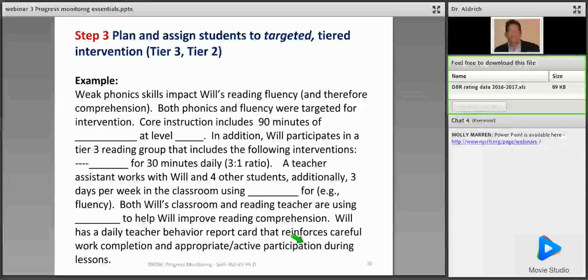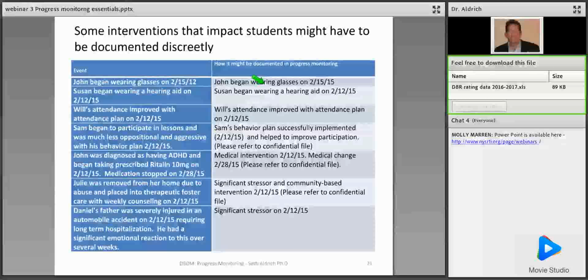I include this, and this is a resource that you can download. Here are some examples of things that you might want to document discreetly. We want to be very respectful of confidential information. If the event was John began wearing glasses on this date, you can certainly put that in your documented things that were important and might have had a bearing on improvement for the student.